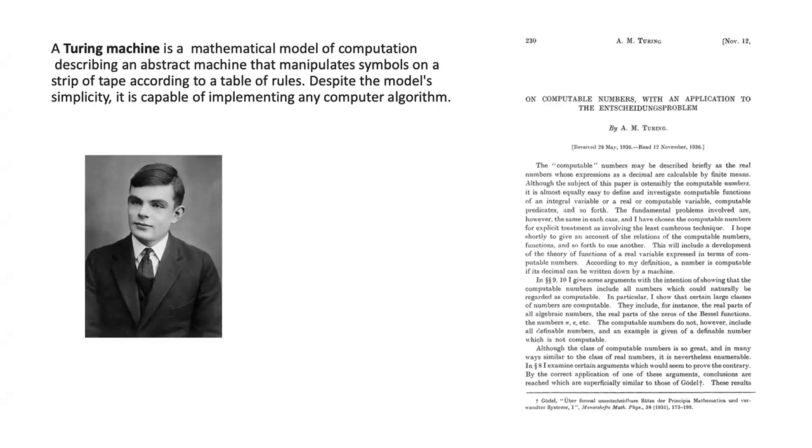So one of his main contributions was the so-called Turing machine, which is a mathematical model of computation describing an abstract machine that manipulates symbols on strips of tape according to a table of rules. Despite the model's simplicity, it is capable of implementing any computer algorithm. What Alan Turing is best known for nowadays by the public was his contribution in breaking the Enigma code in World War II.